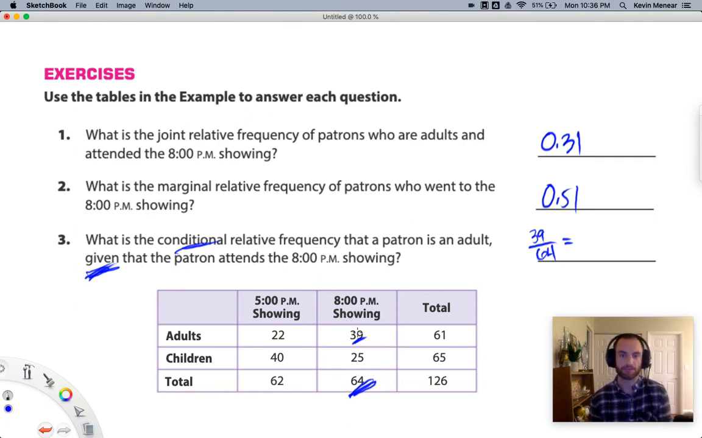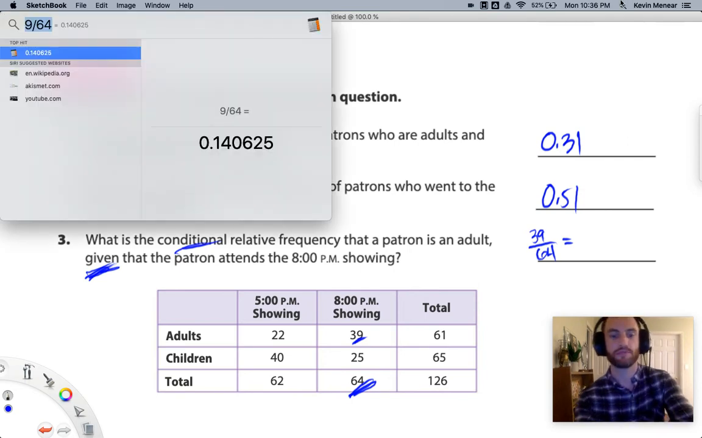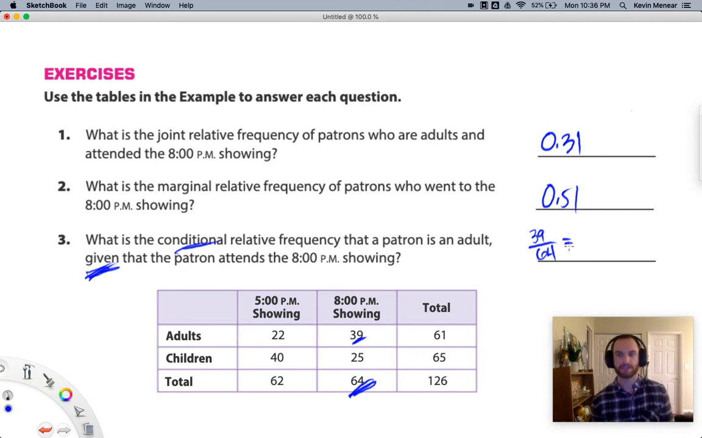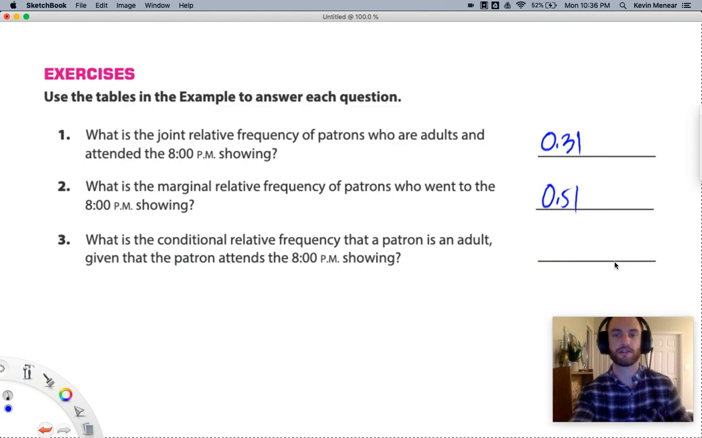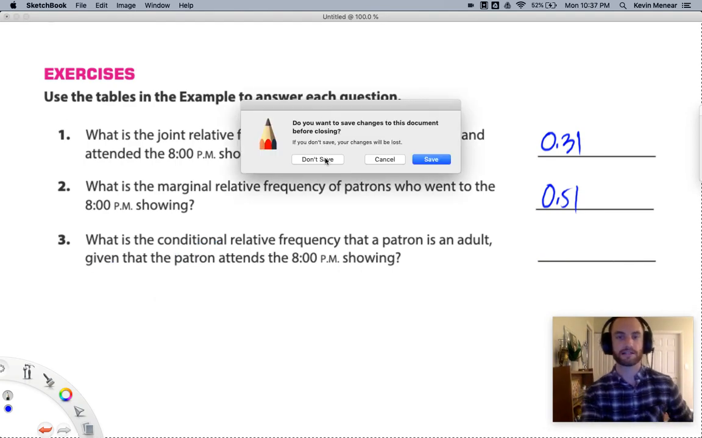What are the chances that this random person is an adult? Okay, well, the chances that that random person is an adult is 39 out of 64. You have a 39 out of 64 chance that that person is an adult. That's what that conditional relative frequency means. Okay, so 39 out of 64 would be 0.609375 or approximately 0.61. There you go. It's really that simple. Okay, so be on the lookout for conditional relative frequency, and that's that.